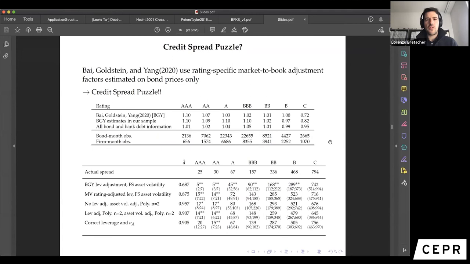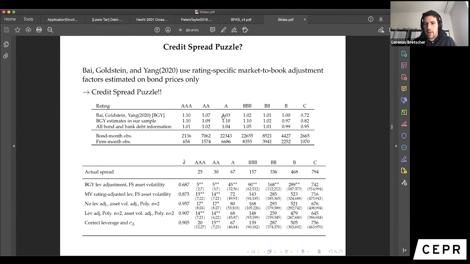Having this framework in place, we can also revisit the credit spread puzzle. And our paper is very similar in spirit and idea to a recent JFE paper by Goldstein and Yang. Their argument is, okay, we should use market values of debt to evaluate structural bond pricing models and revisit the credit spread puzzle. What they do then is they look at market to book adjustment factors estimated on bond prices only for various rating categories, okay? AAA, AA, and so on and so forth. And here are the numbers, these adjustment factors from their paper.